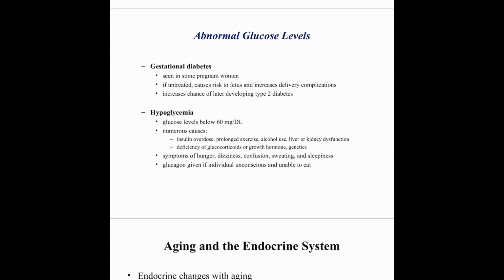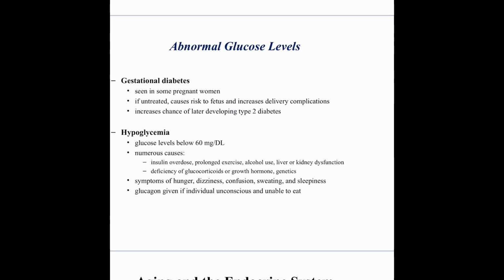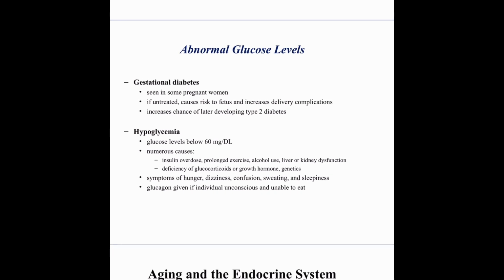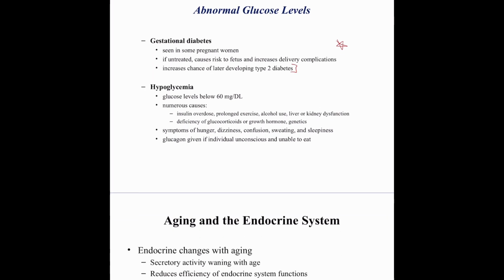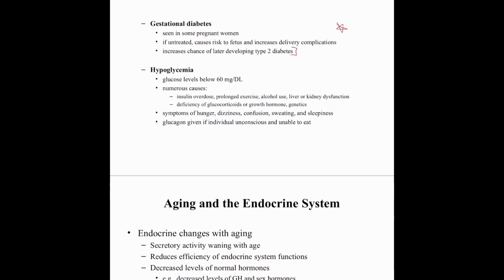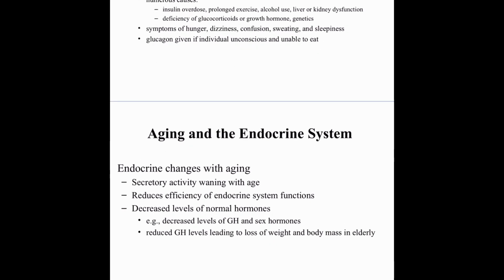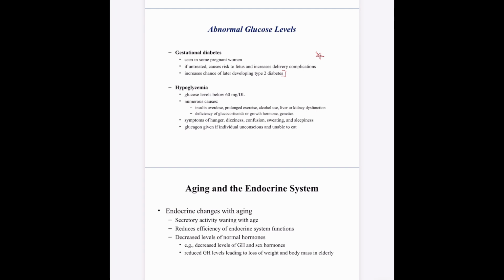Gestational diabetes, seen in pregnant women. You could know this. I guess this might be a disorder that can be asked. And it has a chance to develop to type 2. Hypoglycemia is low blood glucose levels and can affect anyone. You will pass out. You will get dizzy, altered mental status, things like that. And then as we age, there are changes in the endocrine system.